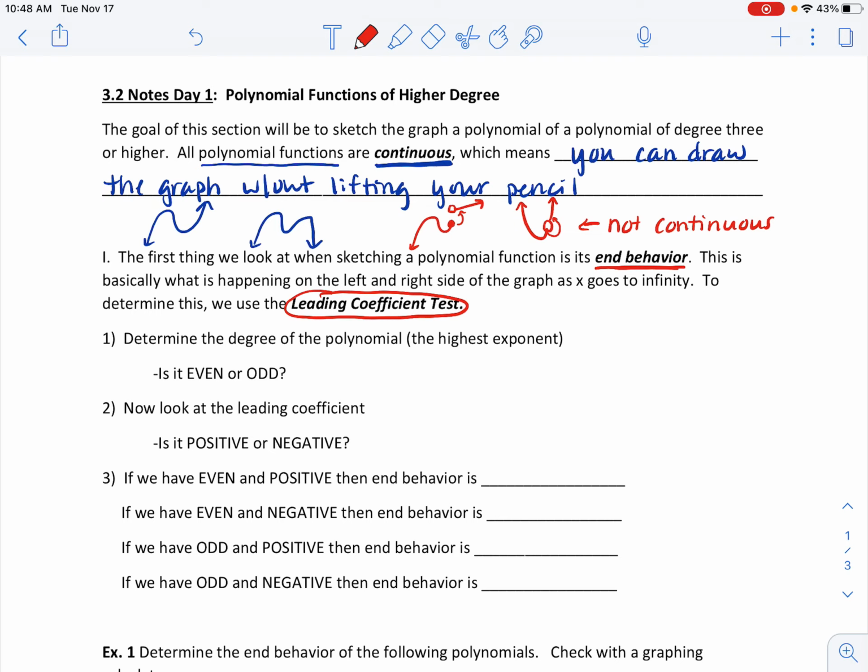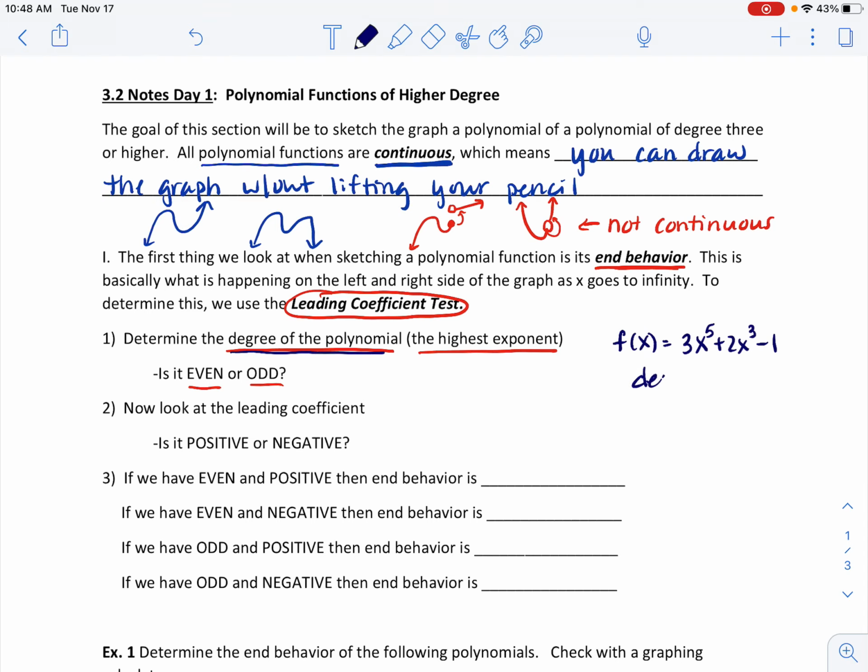Step number 1 is you're going to find the degree of your polynomial, and that is basically the highest exponent. And you're going to ask yourself, is that number even or is it odd? Let's go through an example as we're doing the leading coefficient test, and then we'll look at some examples later. Let's say I have the function f of x equals 3x to the fifth plus 2x cubed minus 1. I have no idea what this graph looks like, but I can find out what the ends of the graph look like. So step number 1 is to find the degree of the polynomial.